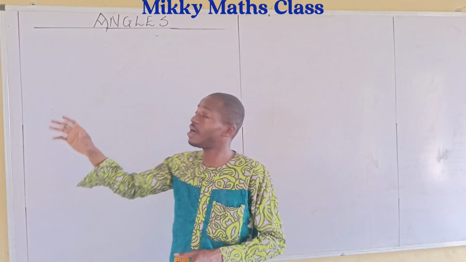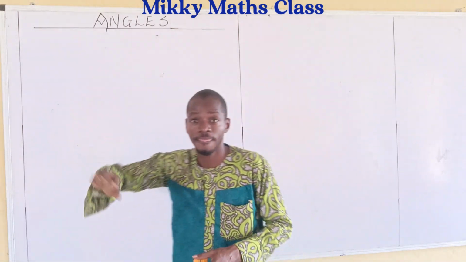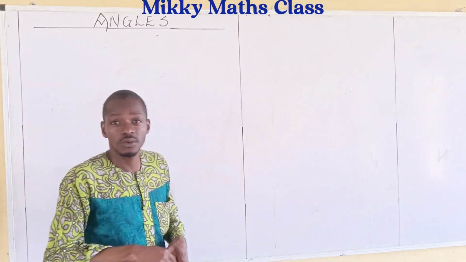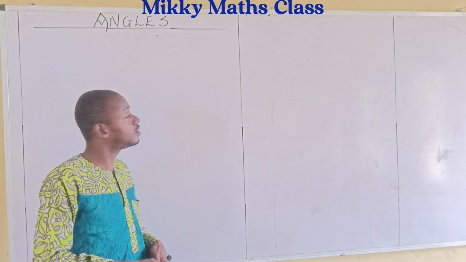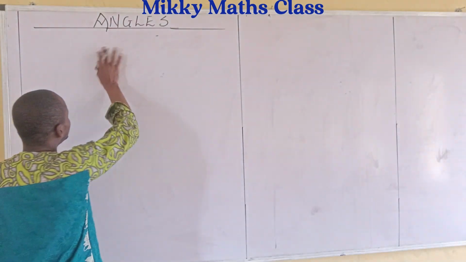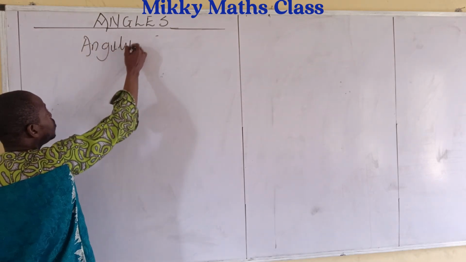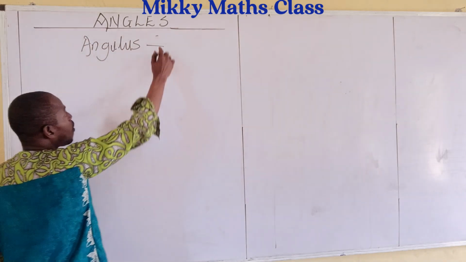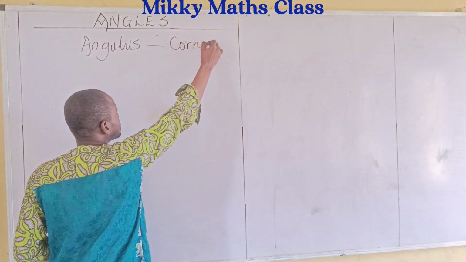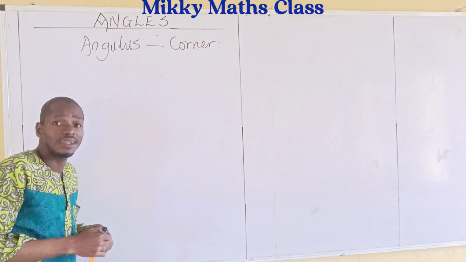Alright, today we'll be looking at angles. The word angle is gotten from the Latin word. It has its root in the Latin word angulus, and this means corner.